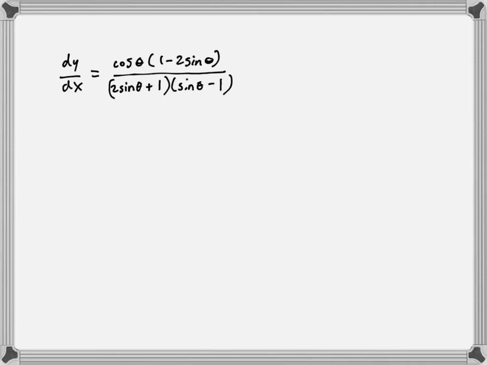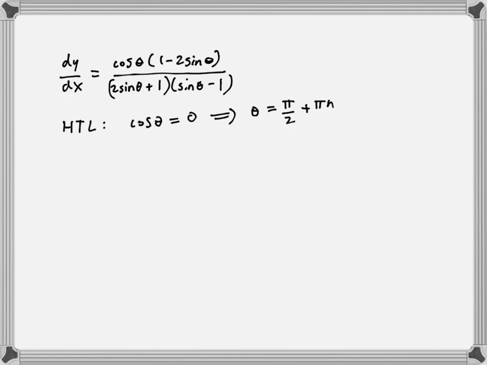We need to get these things to equal 0, because that's how you find horizontal and vertical tangent lines. So where are we going to get a horizontal tangent line? Horizontal tangent lines are going to occur where we get a slope of 0. So let's figure out where the top is 0. Cosine of theta is 0. This means that theta is equal to pi over 2 plus any multiple of pi.